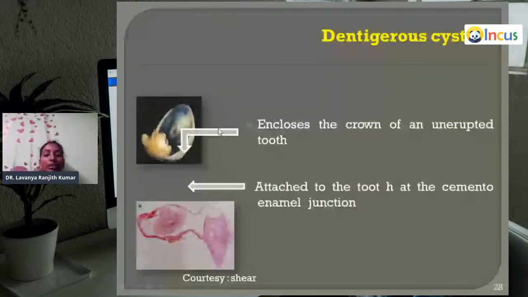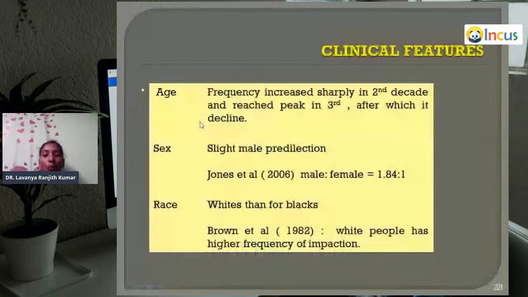So, clinical features: it is most commonly seen in the second decade, like 20 to 30 years of age, and peaks in the third decade, after which it declines, and it is more common in males. And John et al.